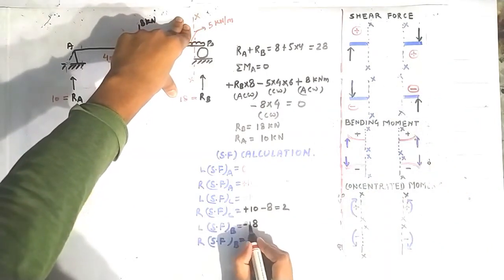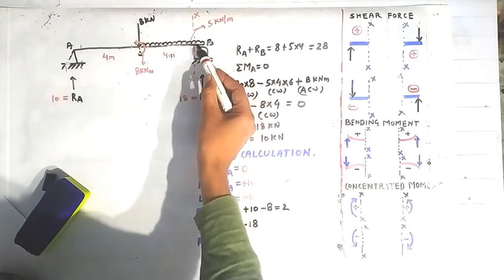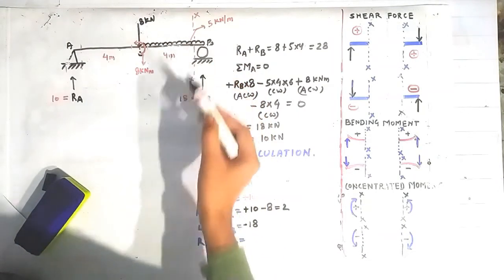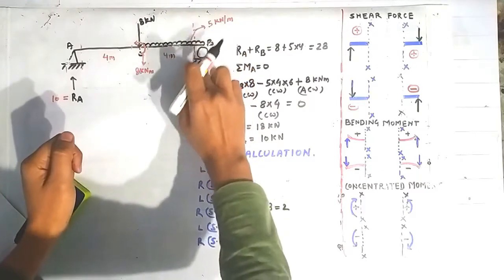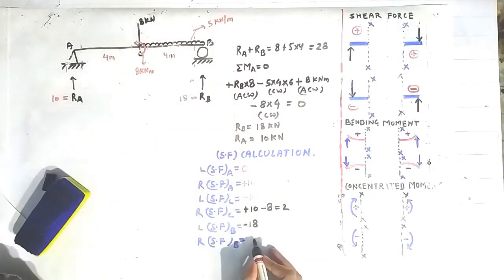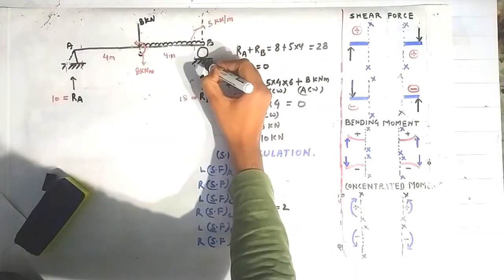So negative shear force of 18 kN, and because this section is drawn very close to this point B, that's why this UDL is not considered in this case. Okay, now shear force on the right side of the point B will be 0, because on the right side of the point B, if you look, then construct a section passing through the right side.